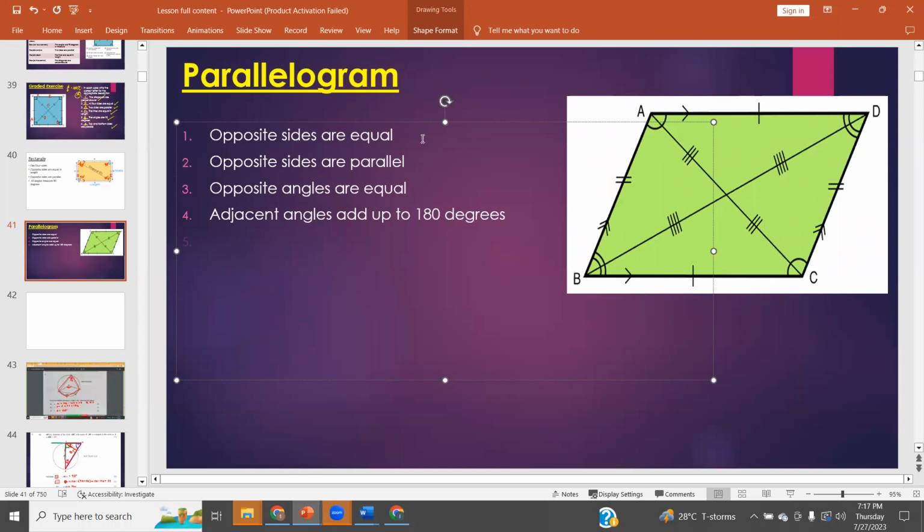And diagonals bisect each other. Now the diagonals do not form a perpendicular, but they bisect each other. So diagonals bisect each other. Now tell me, what are some examples of parallelograms? What do you think are some examples of parallelograms?